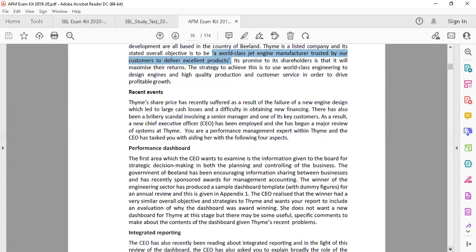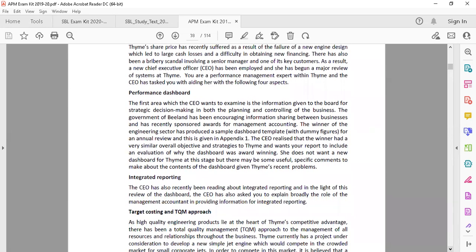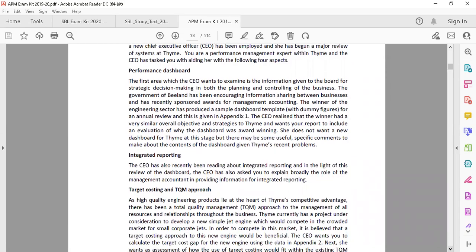As a result, a new CEO has been employed and she has begun a major review of systems at Time. You are the performance management expert within Time, and the CEO has tasked you with aiding her with the following four aspects. The first aspect is about a dashboard. Someone has prepared an award-winning performance dashboard.